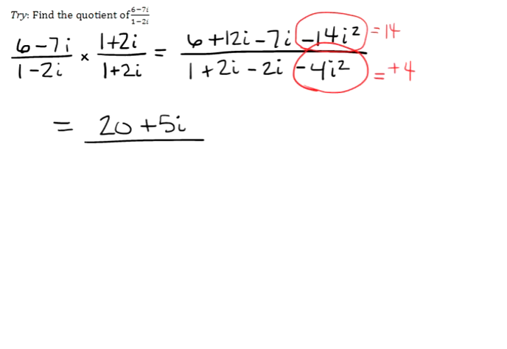Then 1 and 4 give us 5, where the plus 2i and minus 2i end up canceling each other out. We can simplify this just a little bit more, recognizing that 5 can divide into both 20 and 5i. 20 divided by 5 is going to give us 4. And 5i divided by 5 is going to give us i. So our final solution to this will be 4 plus i.